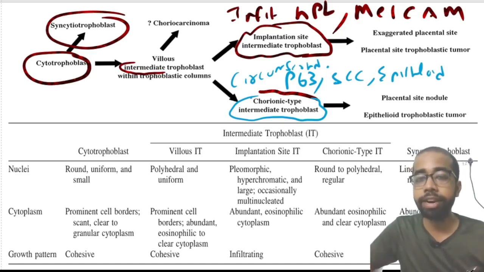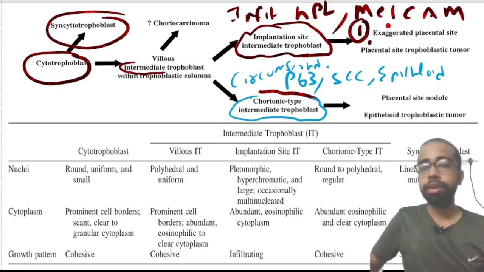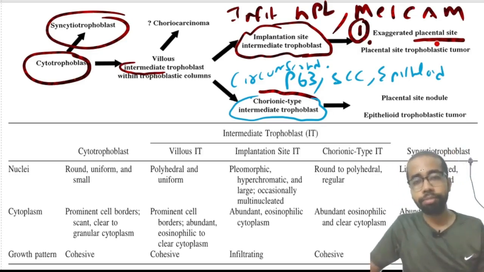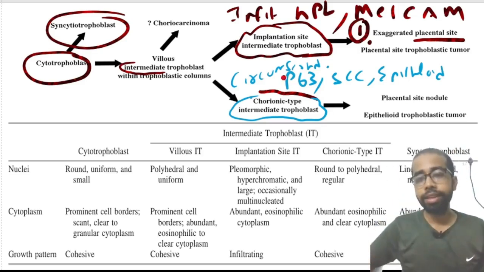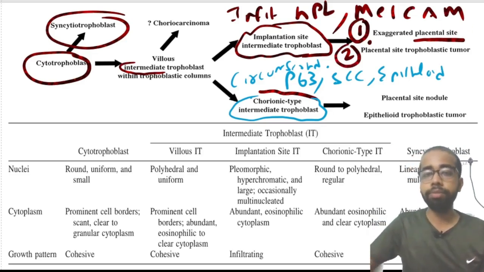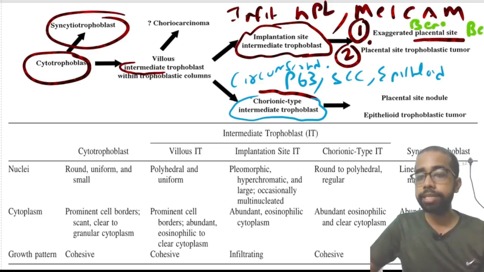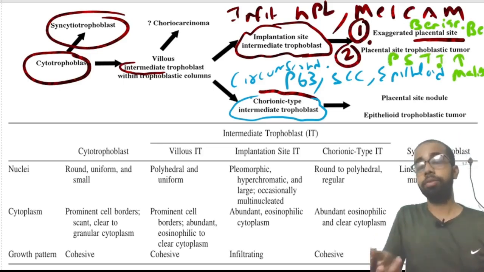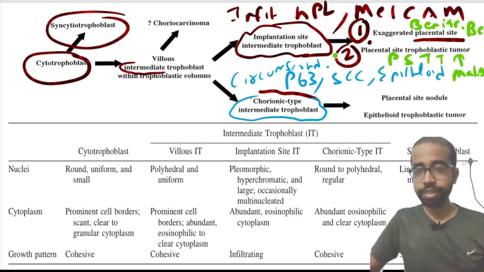Two tumors for implantation site. One is exaggerated placental site. Obviously, the term is already there, placental site. What do you think? In placental site, obviously implantation site will come, right? Chorionic site is far away, right? And number two, the malignant form. This is a benign form, there is just an exaggerated reaction, whereas this is a malignant form: placental site trophoblastic tumor or PSTT, right? Both have similar IHC. The only thing that will help is the morphology.